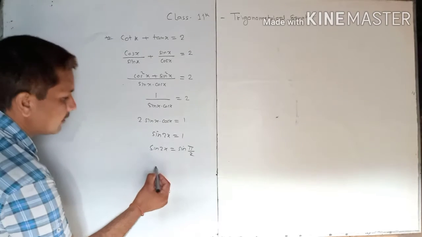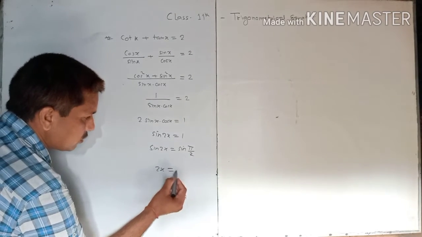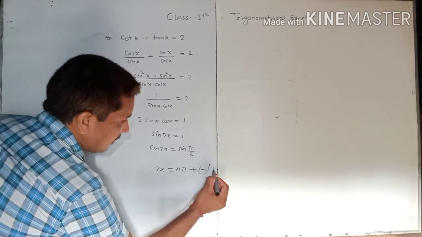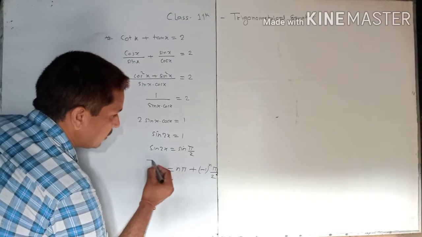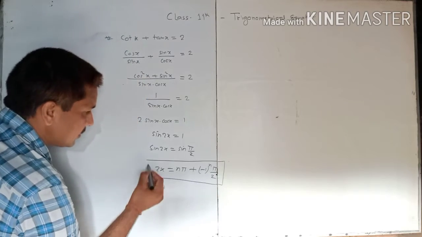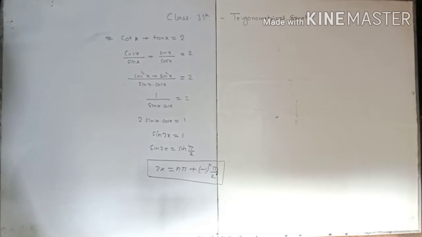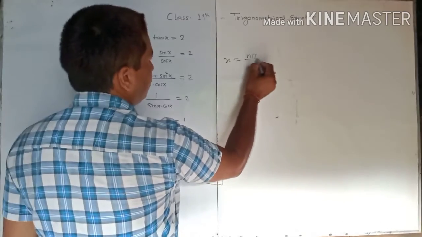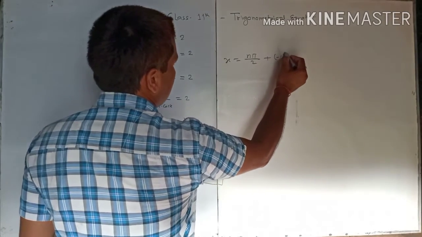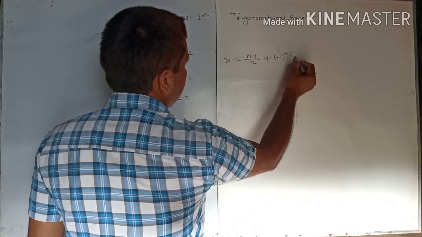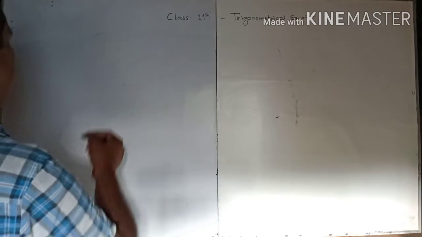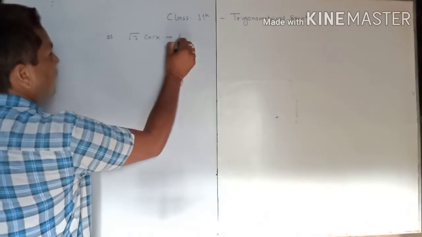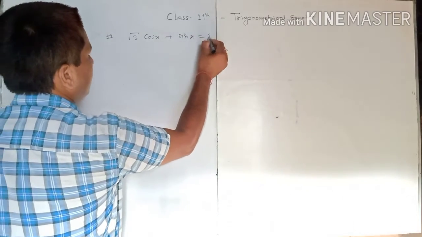the general value of x, here it is 2x. So 2x is equal to n pi plus minus 1 to the power n pi by 2. So this is the general solution. This can also be written as x is equal to n pi by 2 plus minus 1 to the power n pi by 4.